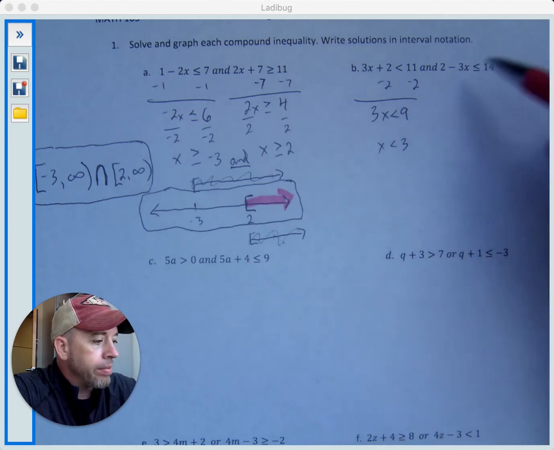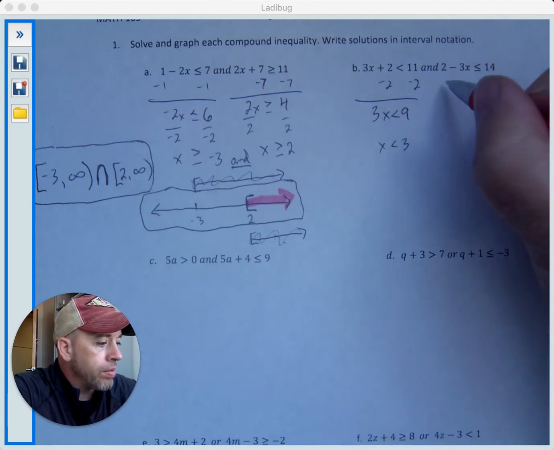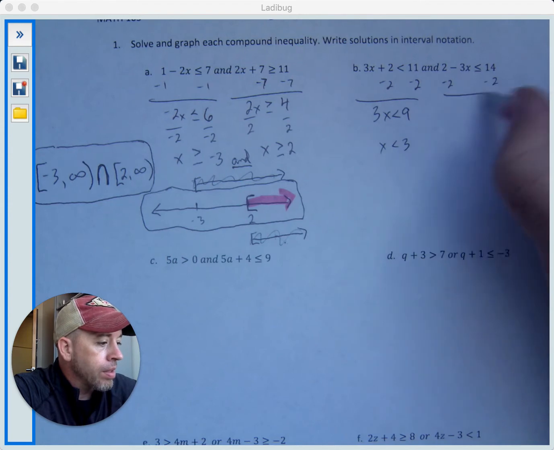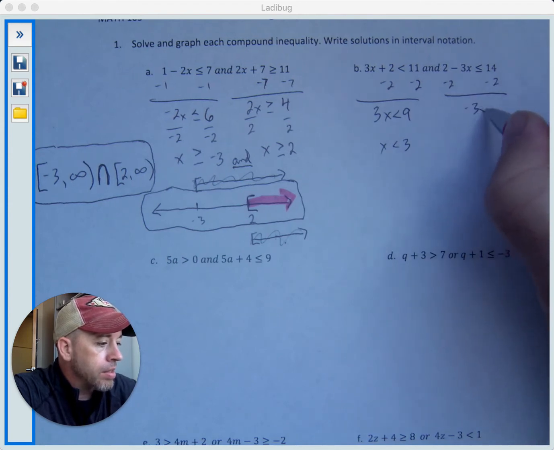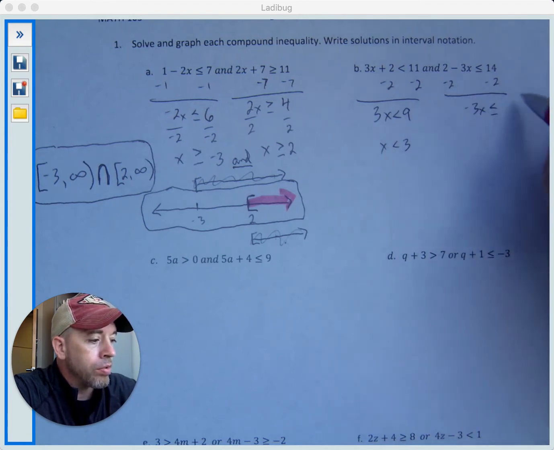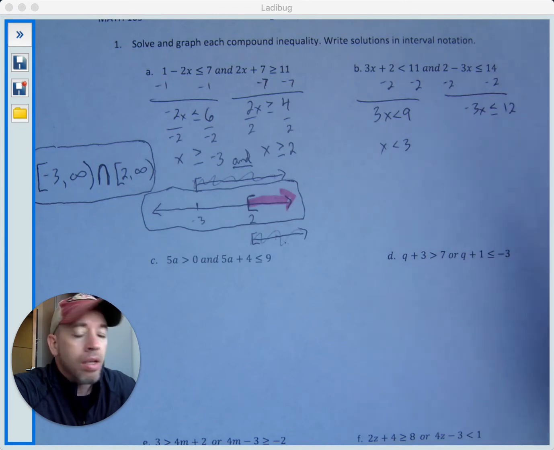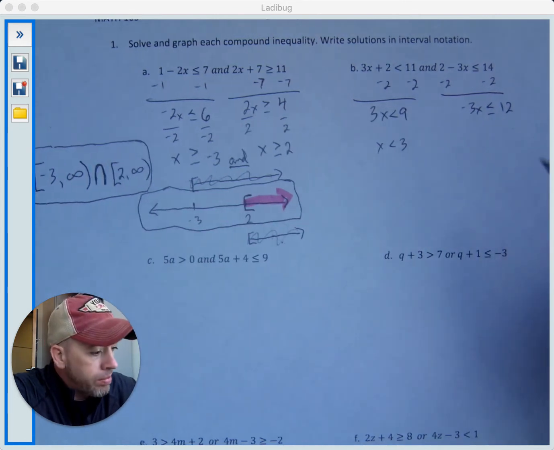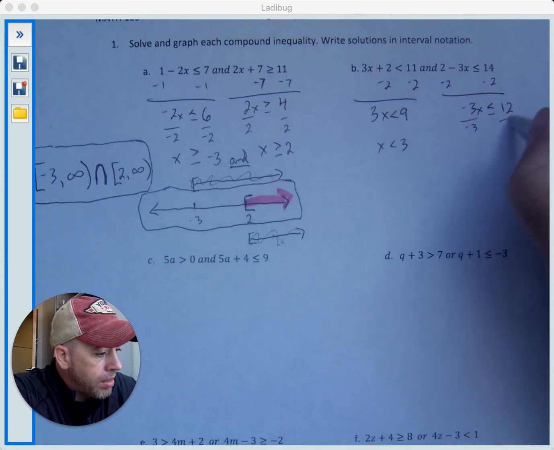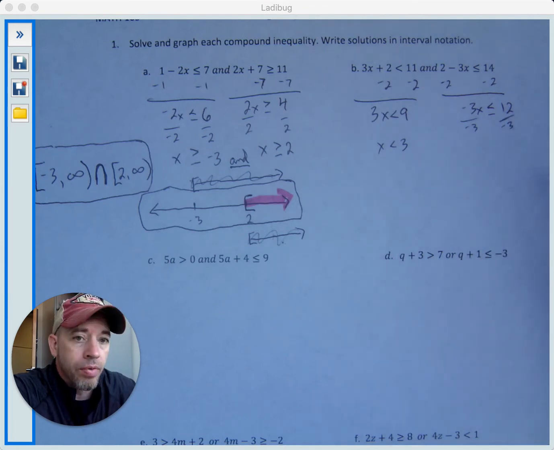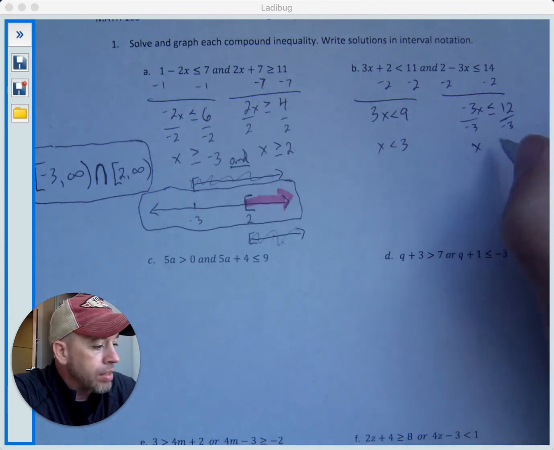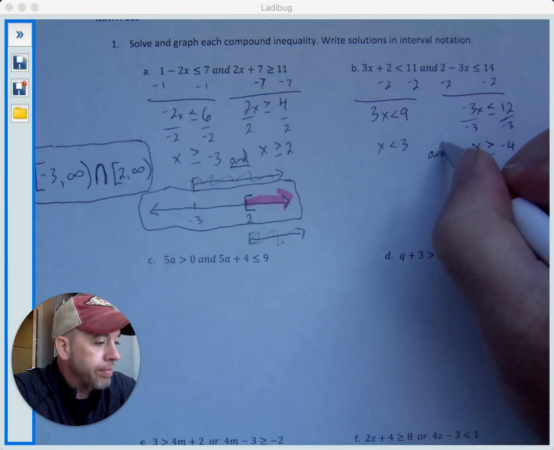Okay. This one, I'm going to subtract the 2. I get negative 3x is less than or equal to 12. Here we divide by negative 3. Maybe I'll show that. When we divide by a negative, don't forget, we flip the inequality sign, right? So x is greater than or equal to negative 4. And we have an and in between.